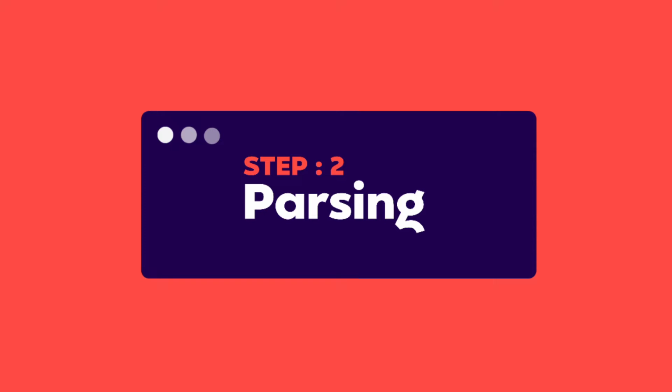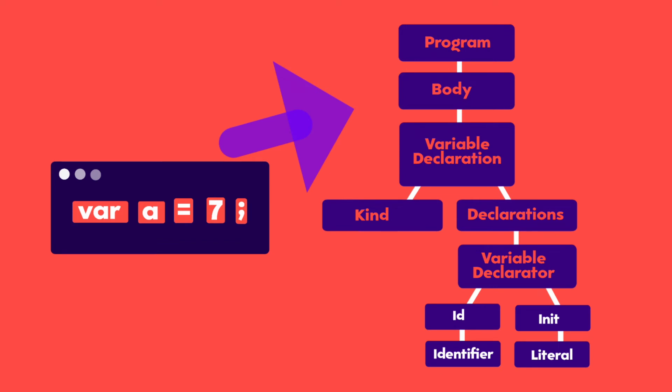In parsing, all these tokens get converted into an abstract syntax tree, that is AST. If you are not familiar with what AST is, it is nothing but a tree data structure. If you are familiar with DSA, that is data structures and algorithms, you may get the point, right?